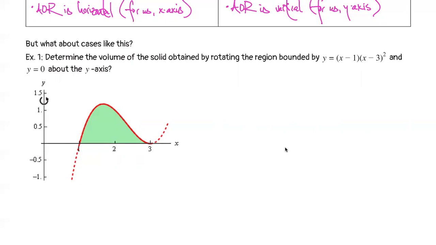So we've got this picture, all right? It says determine the volume of the solid obtained by rotating the region bounded by this curve, y equals x minus 1, x minus 3 squared, and y equals 0 about the y-axis. That function that they give us is the red curve in the picture. And then they tell us that it's also bounded by y equals 0, which we know to be the x-axis, right? So we're taking this green shaded region and rotating it about the y-axis.